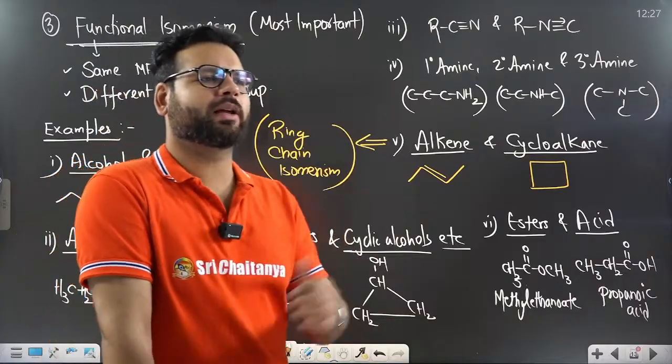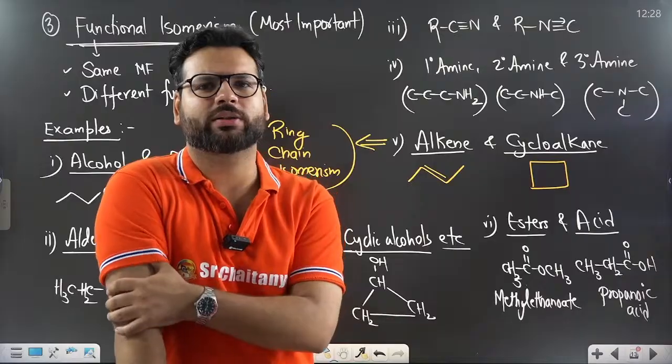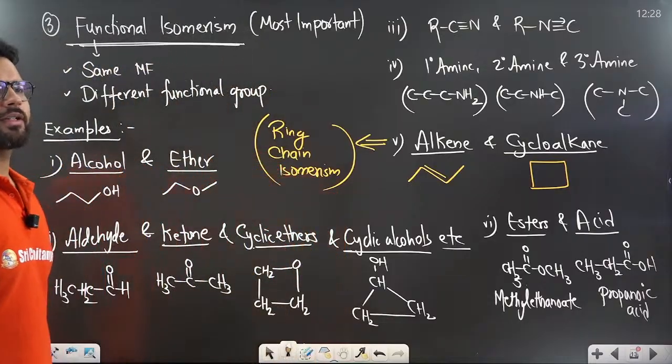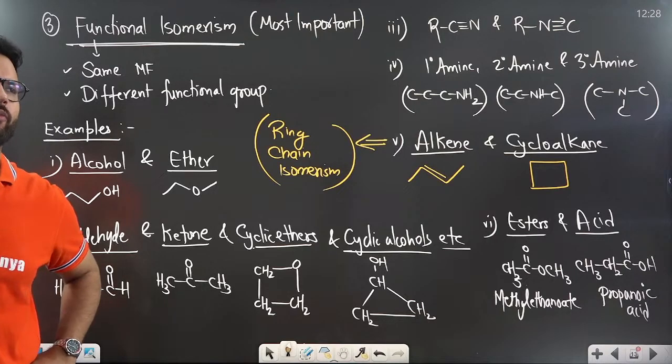Is it clear to everyone? Quickly tell me, up to here clear, so that I can give you some questions. Are the functional isomerism examples clear to everybody? Can I give you some questions now?